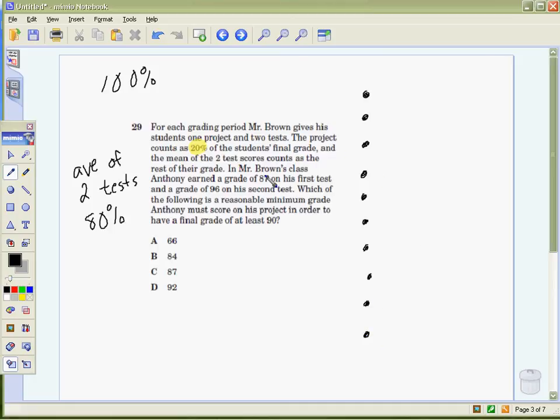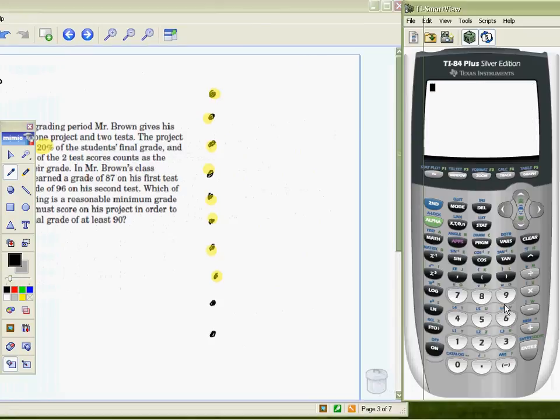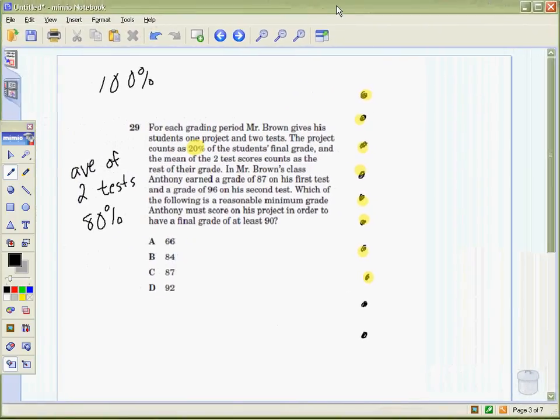And so I need to look at the average of these two tests because 8 of them, 1, 2, 3, 4, 5, 6, 7, 8 are going to be my test averages. So let's look at the average. We have an 87 and a 96. Remember how to find an average. You add them up and divide by how many we have. And we get 91.5. So 8 of these are going to be 91.5.